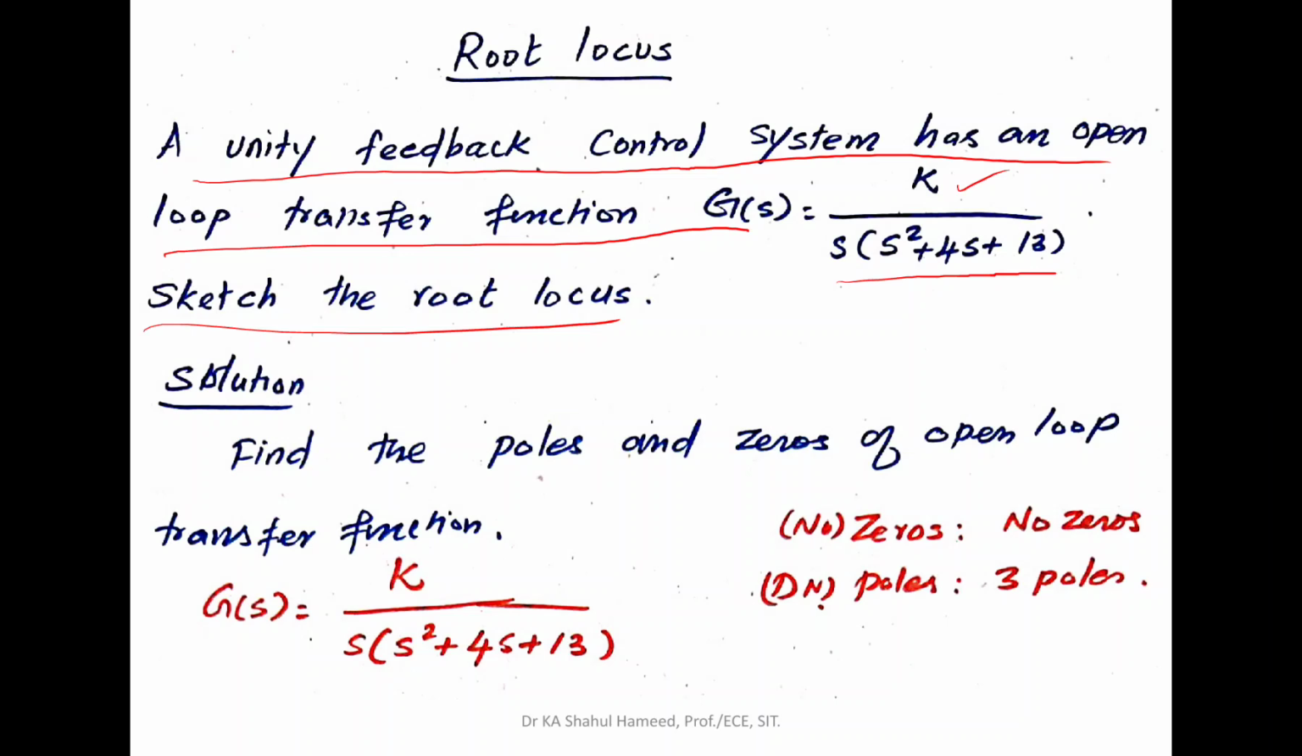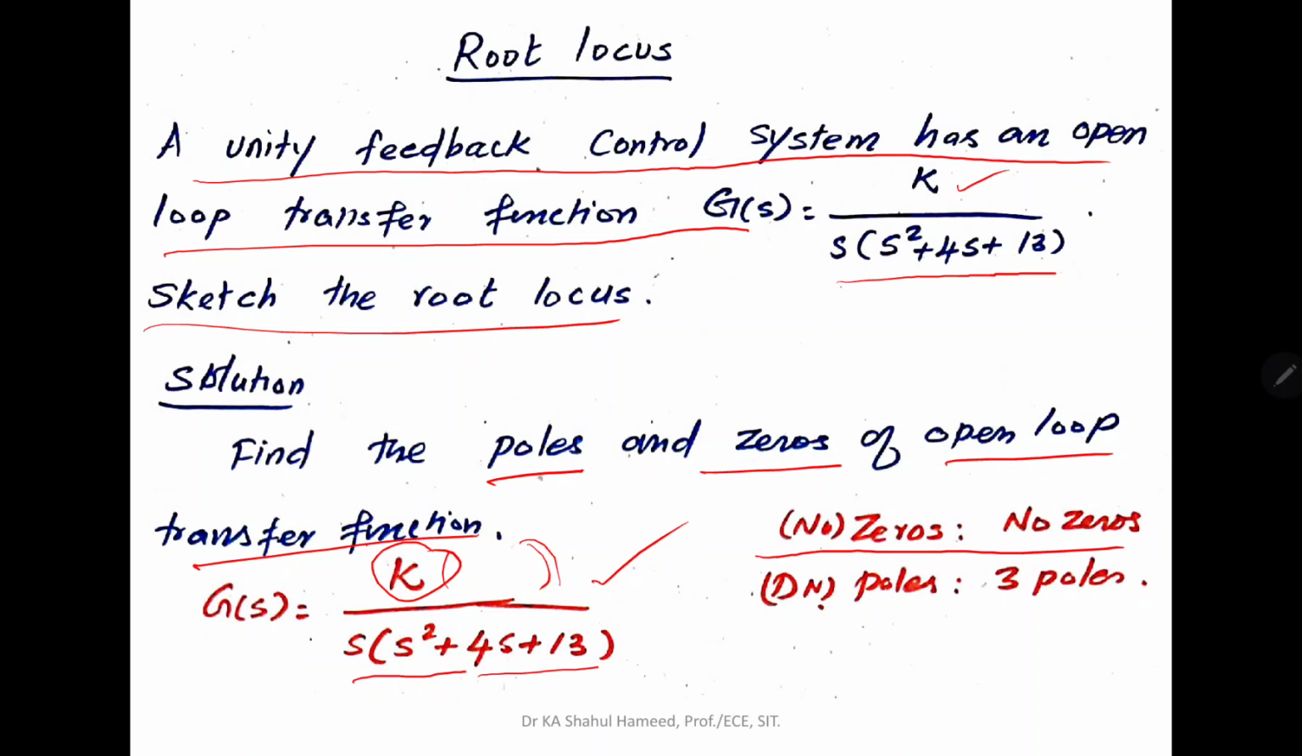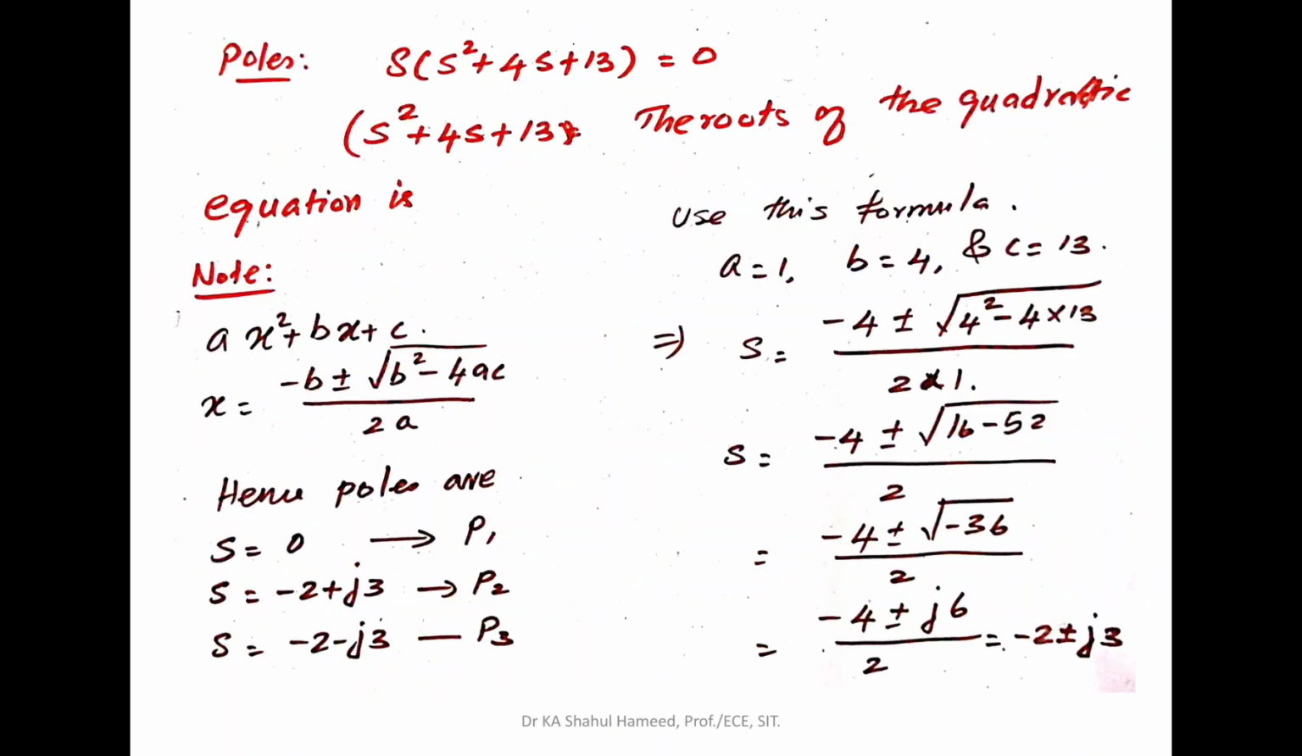First step is we have to find the poles and zeros of the open loop transfer function. When we look at the open loop transfer function, there is no polynomial in the numerator. We have only a constant, and in the denominator we have s into s square plus 4s plus 13. So we can conclude that there are no zeros in this transfer function, and the highest power of the denominator is 3, so there are 3 poles. We are going to find each and every pole.